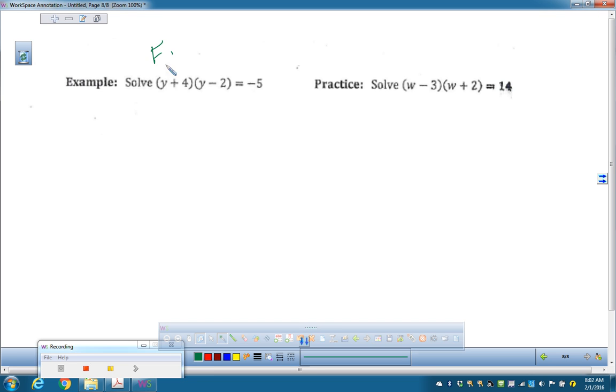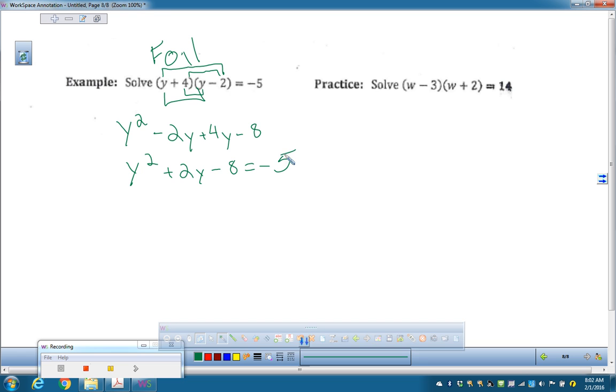So you can only use the zero product property. What you have to do is FOIL this first, okay? First terms gives you y squared. Outer terms gives you negative 2y. Inner terms gives you plus 4y. Last terms give you minus 8. And then I combine my like terms. Y squared plus 2y minus 8 equals negative 5.